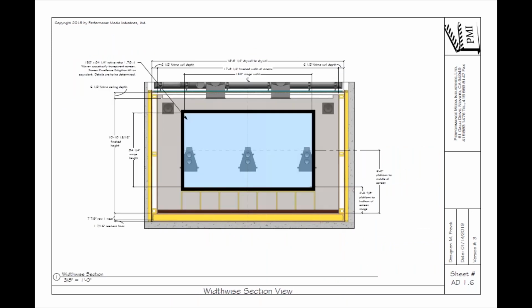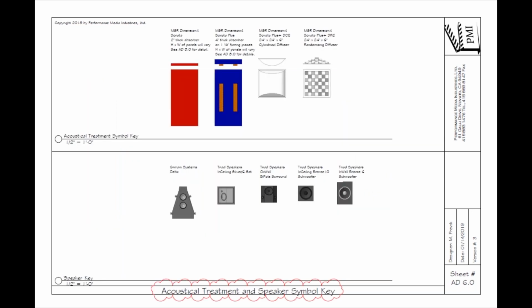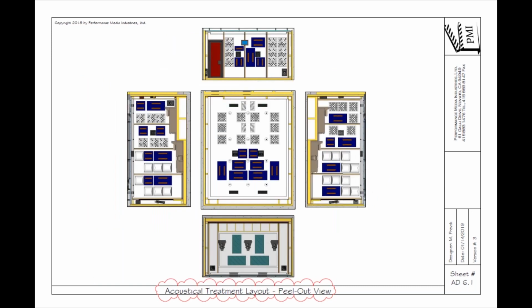So there's 3 speakers behind the screen. These happen to be our Grimani Systems Delta speakers. There's the icons of what's on the walls. This is the peeled out view again. This is the ceiling, and this is the back wall. That's the front wall, left wall, right wall. And let's look at the walls individually.